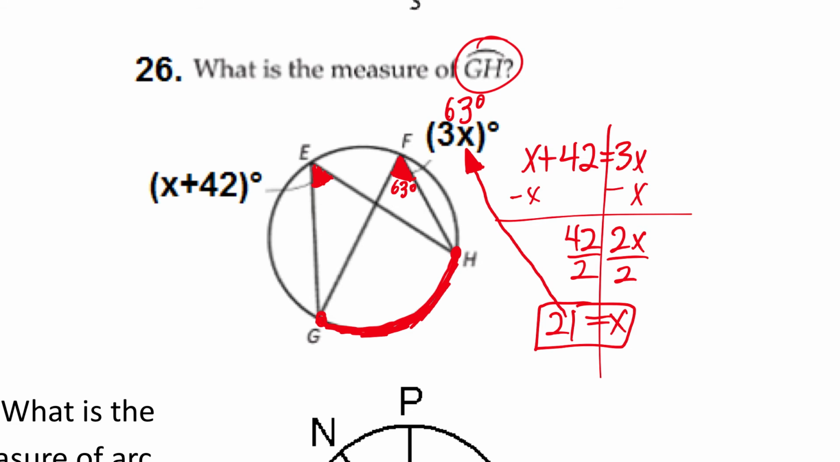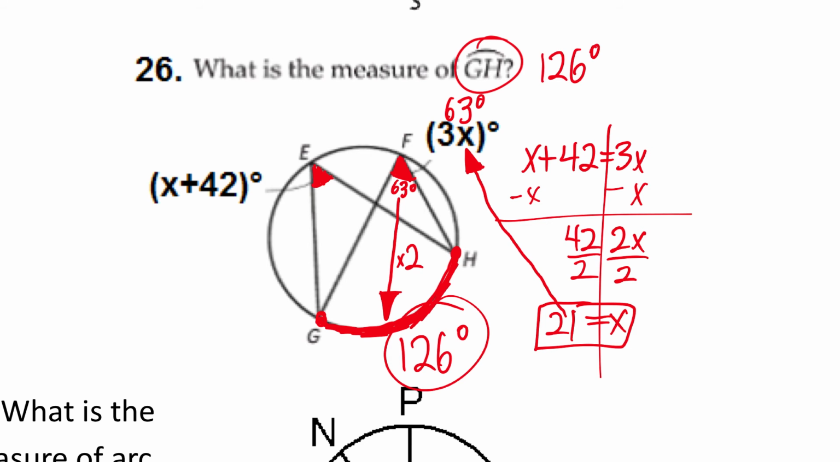Now from that 63 degree angle, how am I going to get to the arc that I'm looking for? Times 2. So take that 63 degree angle, double it, and what do I get? 126, and that's what we're looking for. Arc GH is 126 degrees.